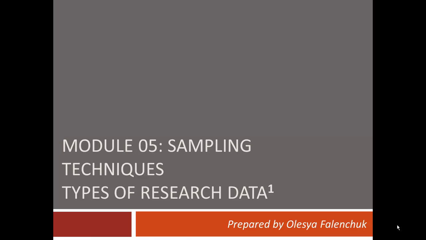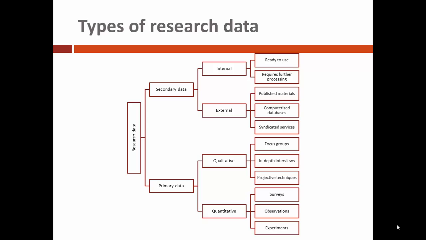Before we start reviewing the sampling techniques, let's look at the types of research data that you might be using for your project. As you can see from the slide, in general, two types of data can be used. It's primary data and secondary data.